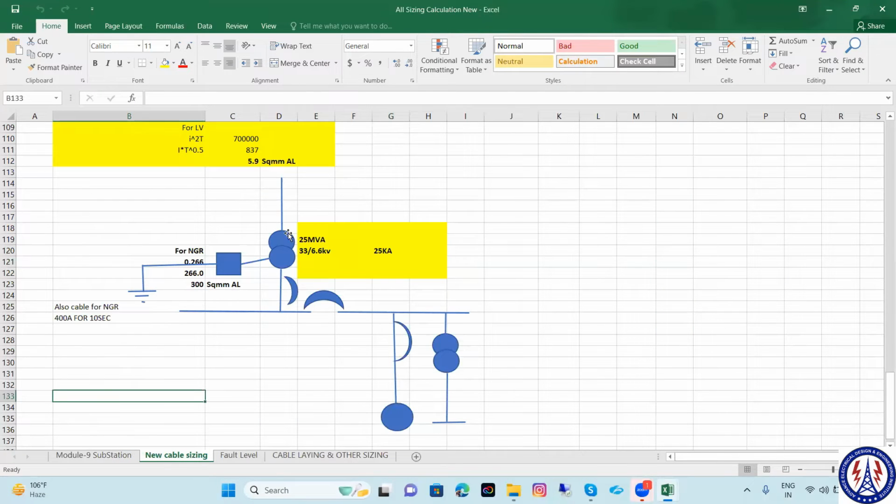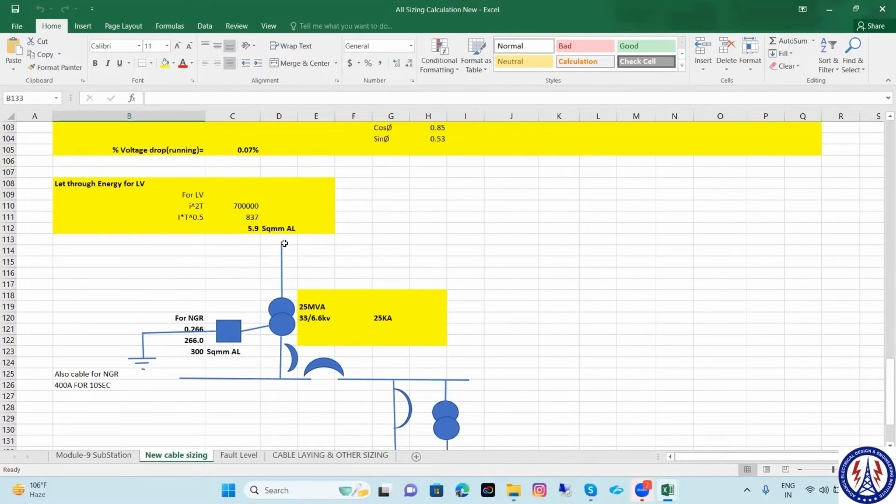The thing is, here you can see it is grounded through the NGR. If it is grounded through the NGR or it is ungrounded, then the secondary cable will be considered as unearthed. All secondary cable, not the primary cable. The primary cable we have to consider as unearthed cable only when your source is not grounded.